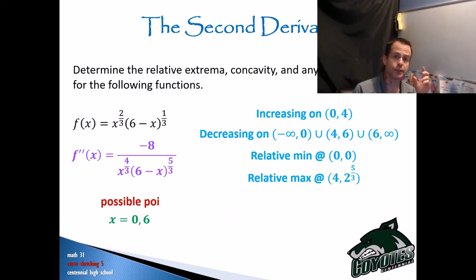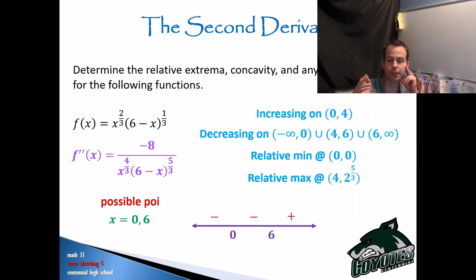I'm going to test numbers for each section into the second derivative to see whether they're positive or negative. I end up with negative, negative, positive. So that means I'm going to concave down from negative infinity to 6. I'm going to concave up from 6 to infinity.